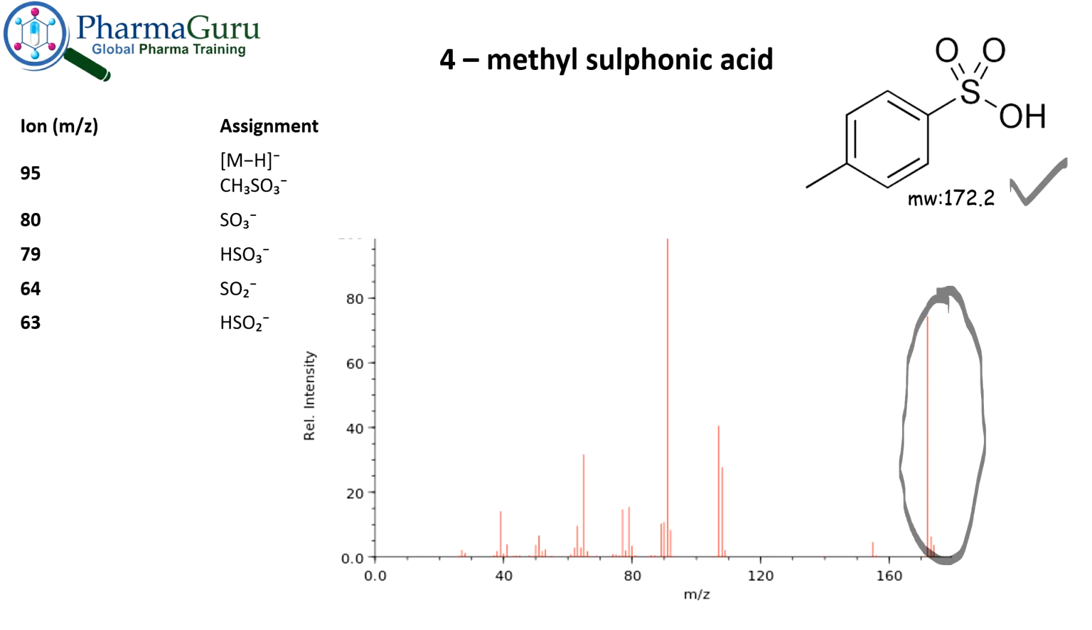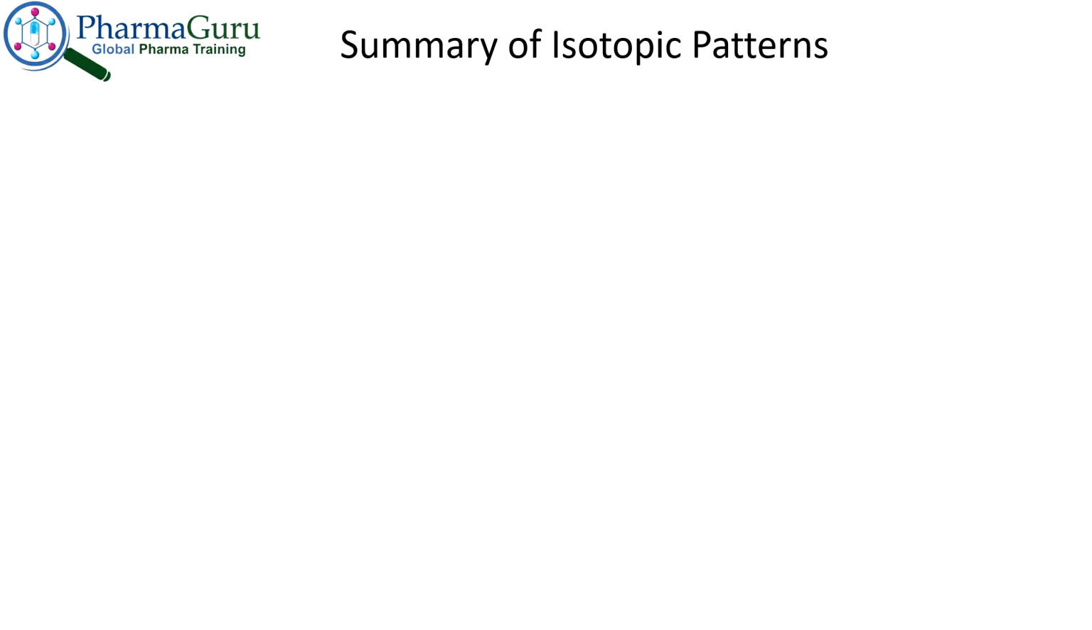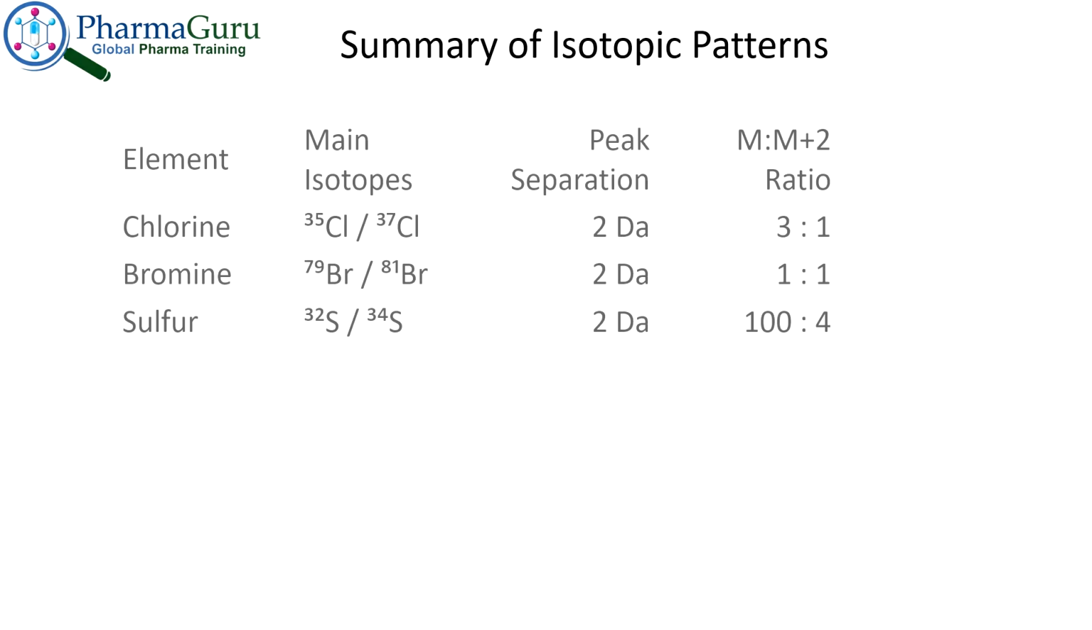The second fragment is 95, which is loss of CH3SO3 minus. The LCMS spectrum also confirms the same. Next is 80, which is loss of SO3 minus. The LCMS spectrum also confirms the same. In the same way, other fragments can also be explained. Summary of isotopic patterns: this is the summary of chlorine, bromine and sulfur.